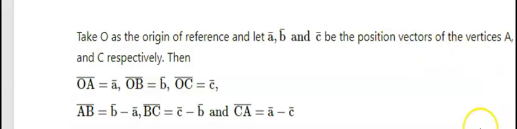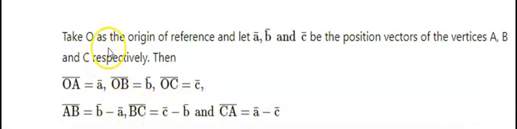Now let's move on with a proper consideration here. Take O as origin. A bar, B bar, C bar we consider as position vectors for A, B, C. So OA bar will be A bar, OB bar will be B bar, OC bar will be C bar. So what will be AB? AB will be B bar minus A bar, BC will be C bar minus B bar, and CA will be A bar minus C bar. Remember, when we consider a side, we subtract the two position vectors of the two points.